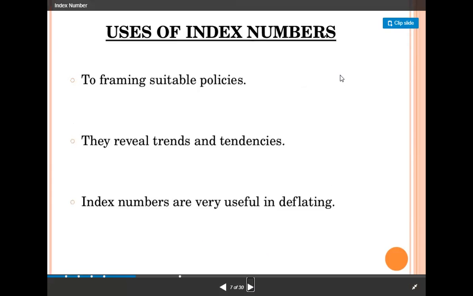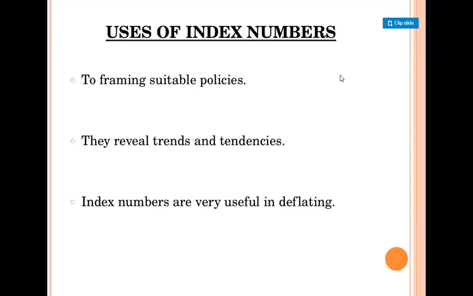Then what are the uses of index numbers? Uses: framing suitable policies. So index numbers are used for framing suitable policies. Then again, they reveal trends and tendencies. Trends means, compare the present trend, then estimate the future year trend values in the production with the help of index numbers.